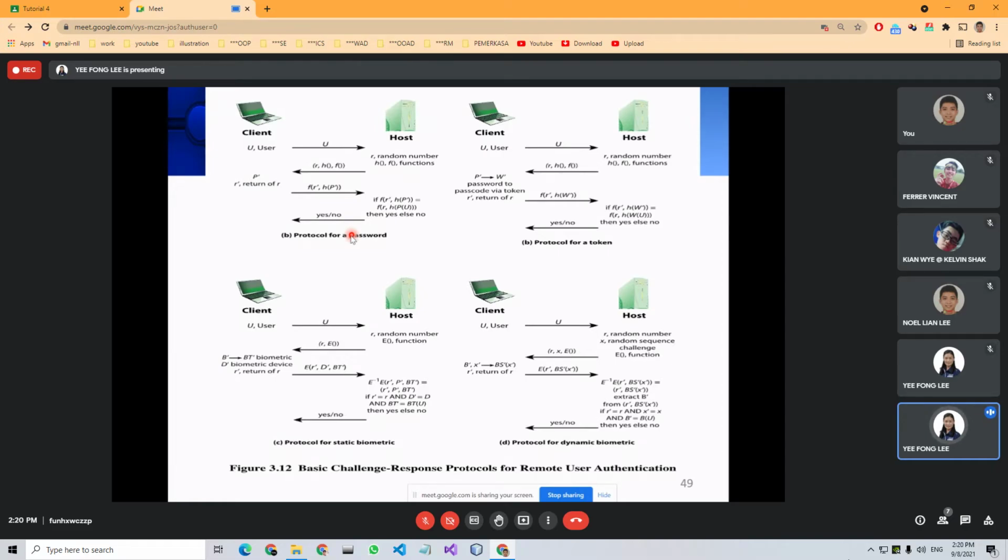So the host here might store not only the password, but also the hash code for the password. So this might secure the password from intruders into the host system. This is a general explanation of the first one.